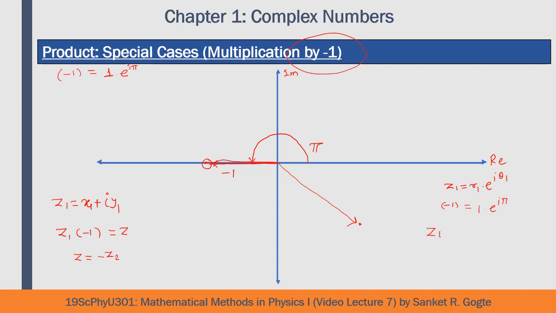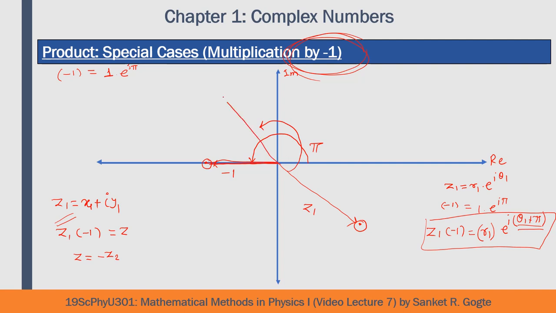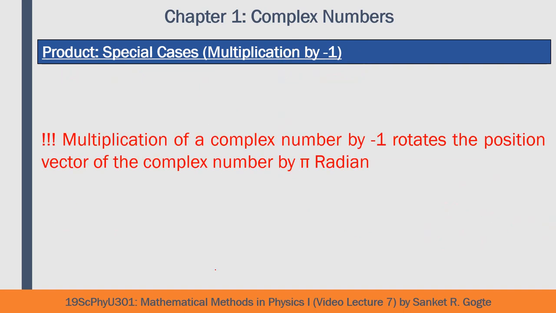So when I multiply z1 by -1, what I get is r1 as the modulus of the product, which is the same as the modulus of z1. It is unchanged. The argument is now different. The argument of this product is going to be theta 1 plus pi. Can you see what is happening here? When I multiply the complex number by -1, its modulus is unchanged, but its argument is increased by pi. So this complex number z1 is rotated by angle pi, and you get -z1. Therefore, multiplication of a complex number by -1 rotates the position vector of the complex number by pi radians.